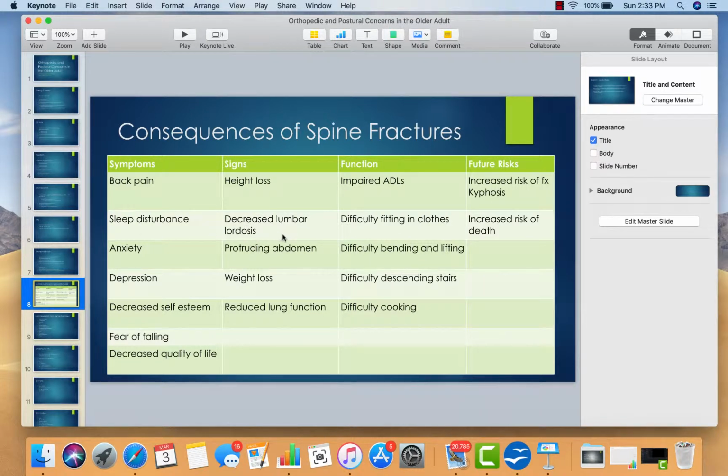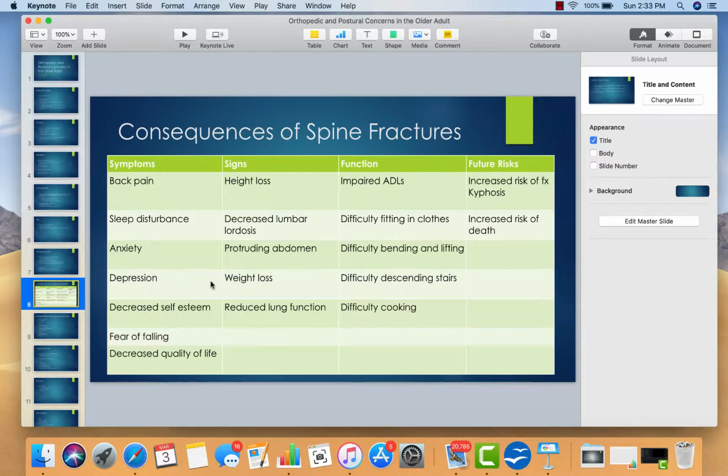You may see a decrease in lumbar lordosis, more of a flattened spine, and difficulty fitting into clothes, and the increased risk of death. That, overall, is due to problems with sleep being disturbed and kyphosis. Anxiety could be one of the symptoms. Other signs: protruding abdomen. And by the way, the signs don't exactly fit into that exact category.